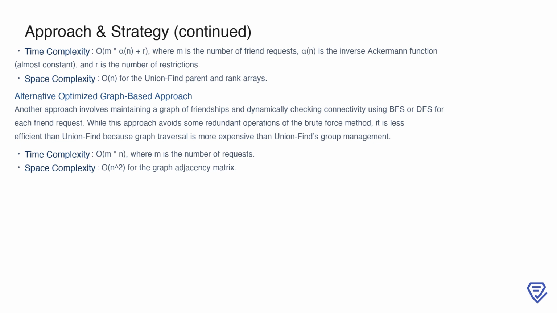This approach is efficient because the union-find data structure allows us to perform these operations in nearly constant time, thanks to techniques like path compression. The time complexity for this approach is O(M * alpha(N) + R), where M is the number of friend requests, alpha(N) is the inverse Ackermann function, which is nearly constant, and R is the number of restrictions. The space complexity remains O(N), as we only need to store the parent and rank arrays for the union-find structure. While there is also an alternative optimized graph-based approach, it's less efficient because checking connectivity dynamically using BFS or DFS is computationally more expensive than union-find operations, leading to higher time and space complexity.